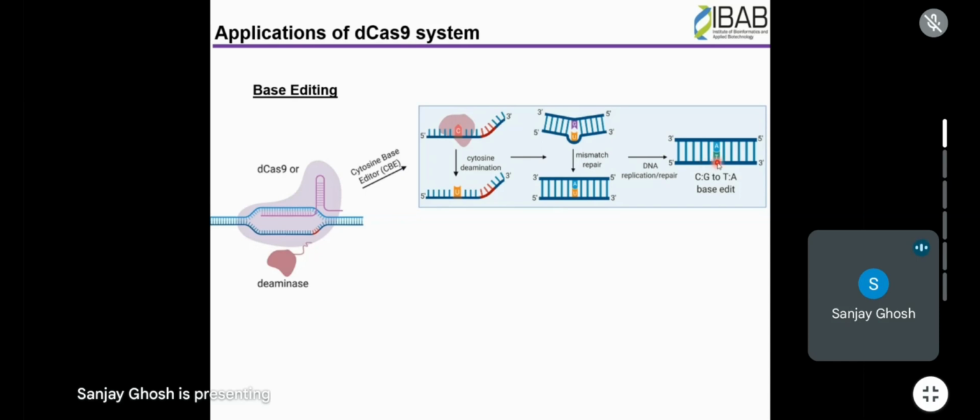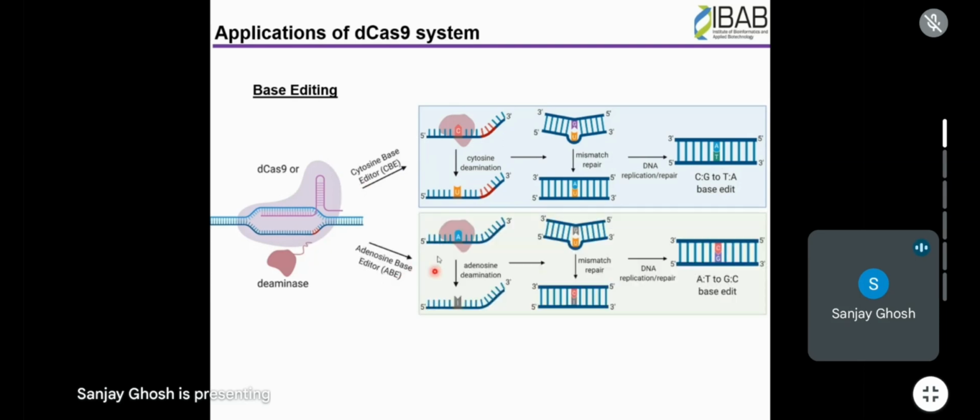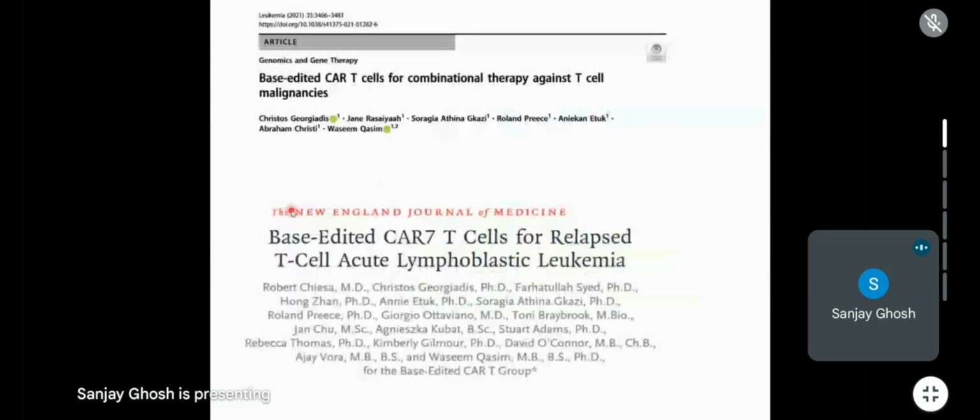One base change you have done. So you can not only change cytosine, but I'm not going to detail, you can actually change the AT pair to a GC pair. So that means you can do the reverse also. Not only from CG to AT, but AT to GC is also possible, just by fusing a deaminase protein with the dead Cas.